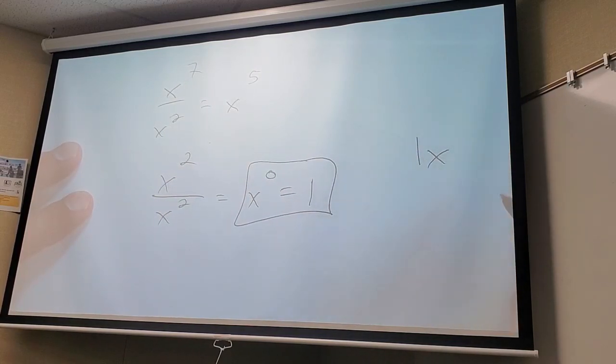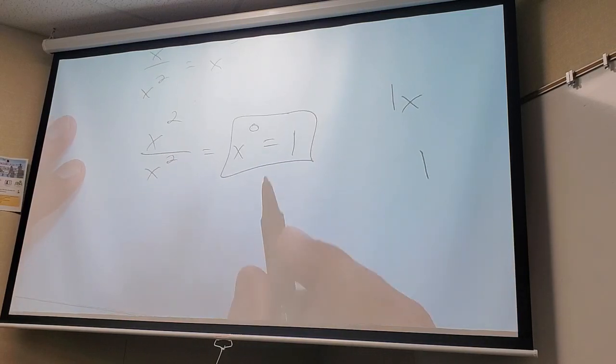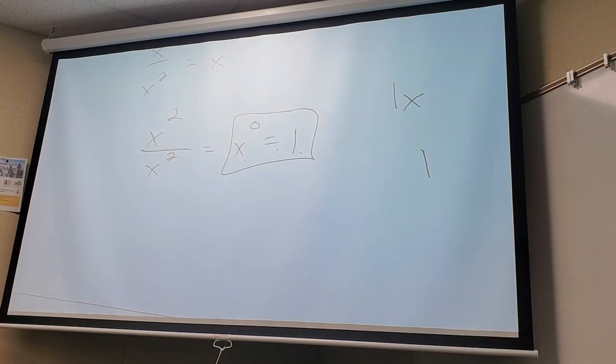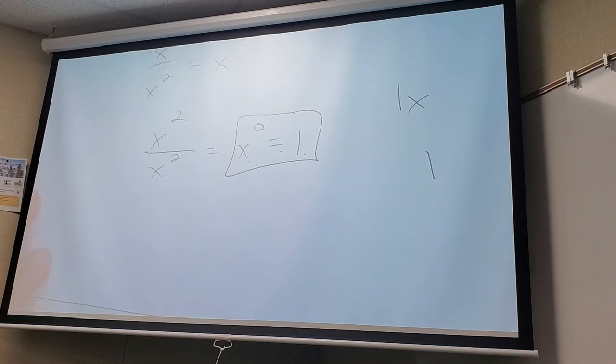In fact, if I have an x sitting there, what's in front of it? A 1. What if I didn't have any x's? What's the only thing that would be there? 1. So no x's means you just have the 1. Yes? Maybe? Okay. So what is a negative exponent mean?